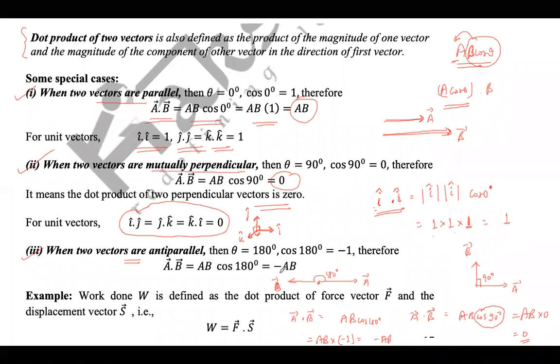So when the angle is 180 degree, it is minus AB, when it is 90 degree it is 0, and when it is 0 degree it is equal to AB. Okay. So these are the three special cases when you are finding the dot product of two vectors. Clear है बच्चों?